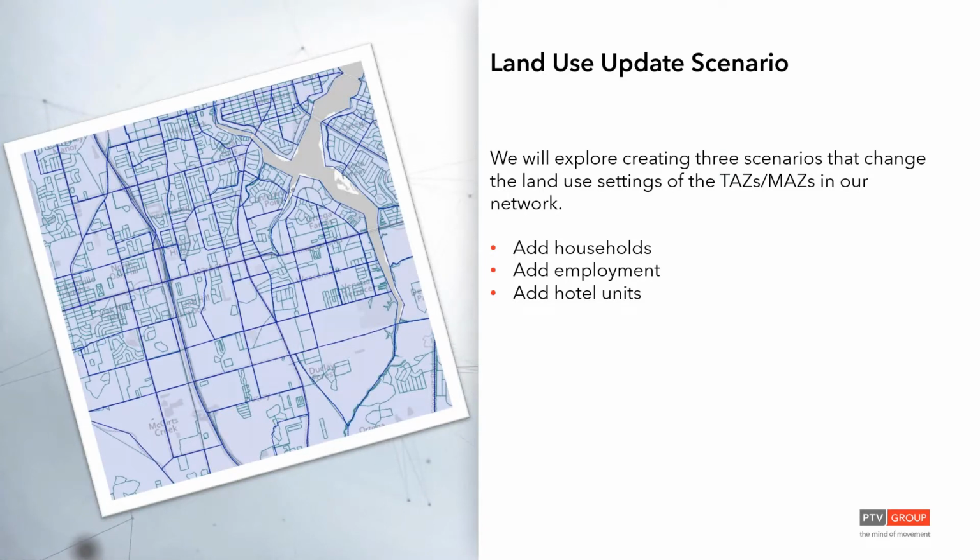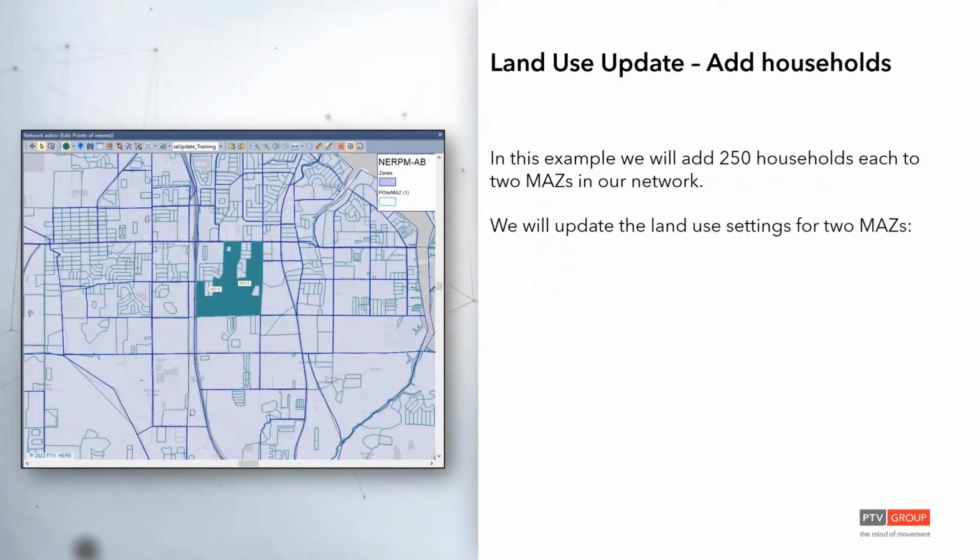So we would look at three land use update scenarios where we will change some land use settings, or one of the land use variables, either at the MAZ level or at the TAZ level. In the first one we will add households, the second one will add employment, and in the third one we'll add hotel units. So let's get started with the first scenario, which is to add households.